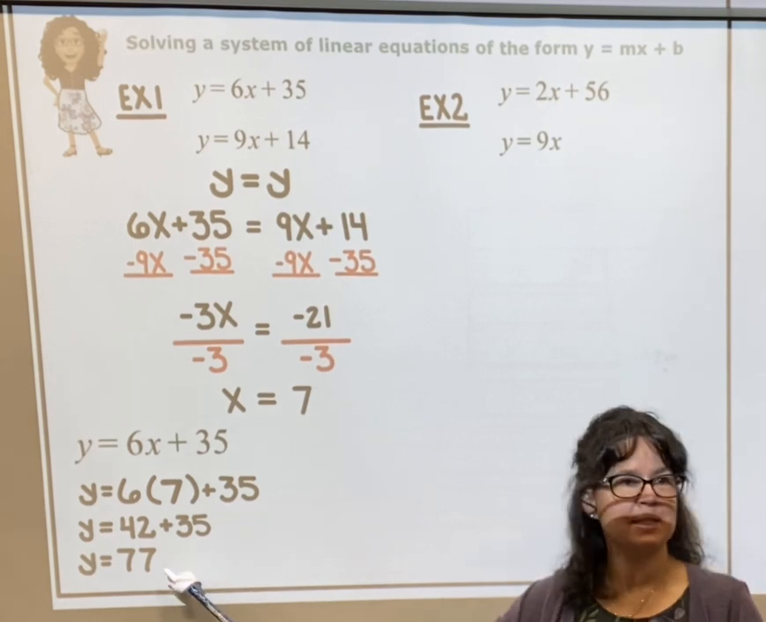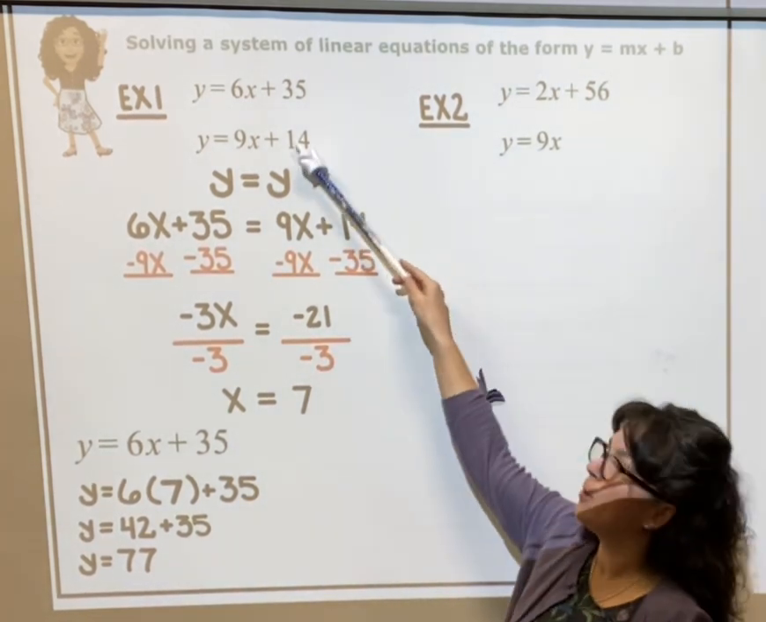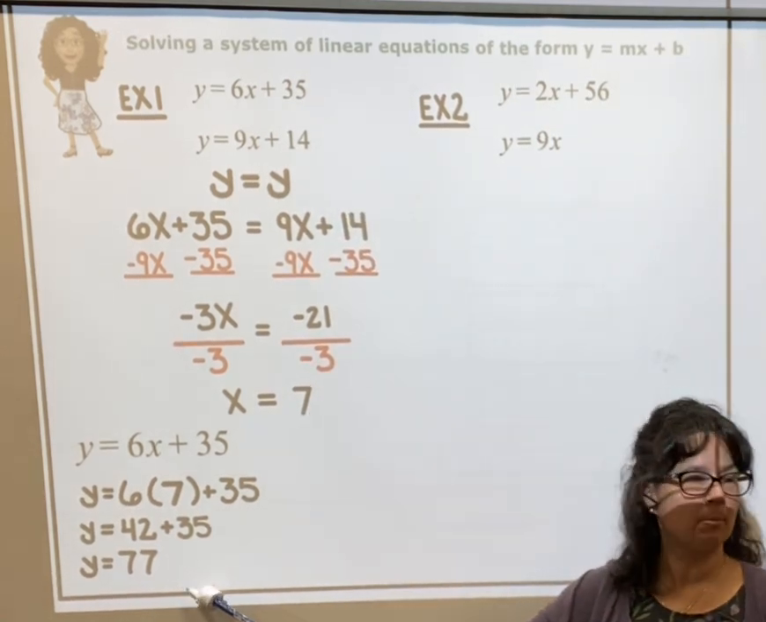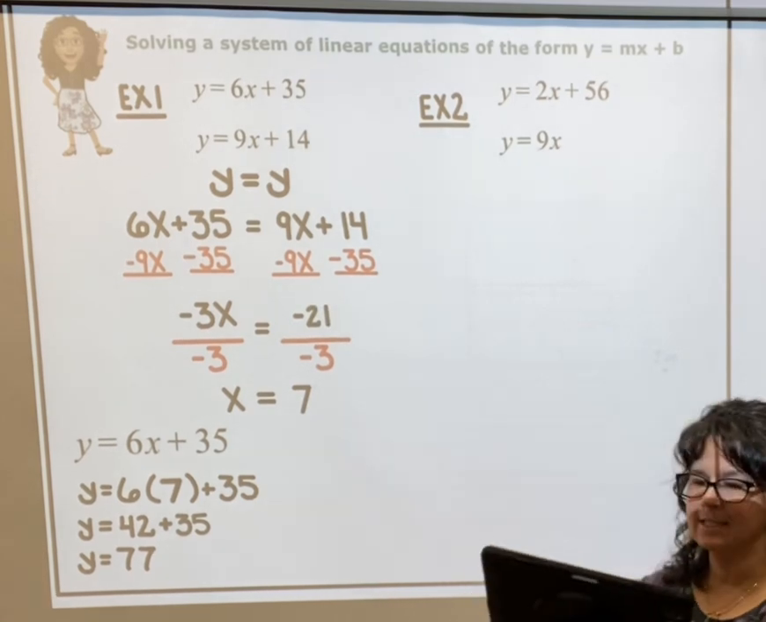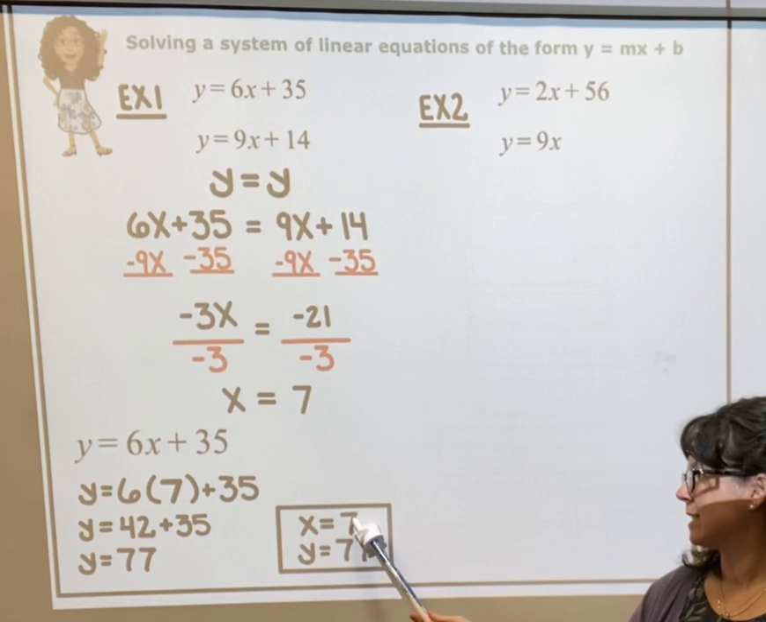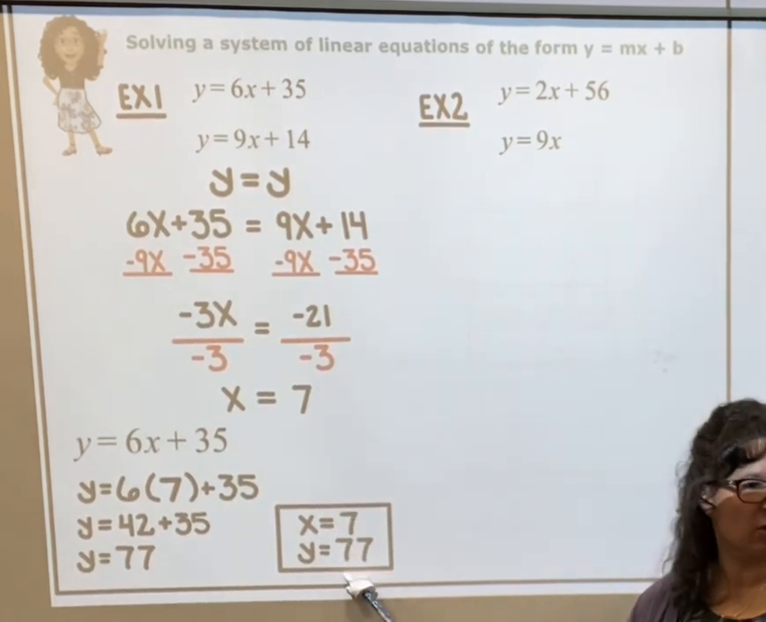and I have 77. Remember, when you're solving this system, these are both lines, and so this is a coordinate. This is the point where both of these lines intersect. So you could list it as a point (7, 77), or you could state the x and the y.